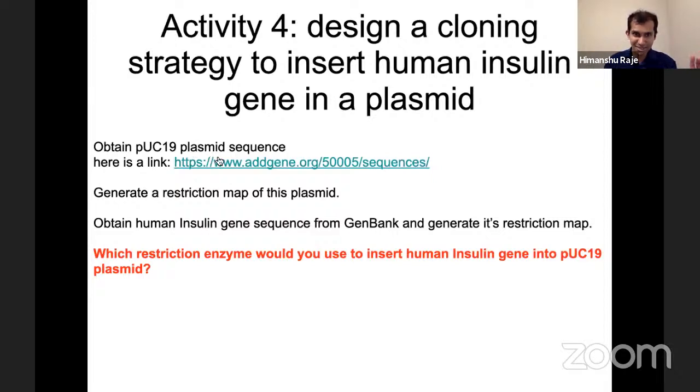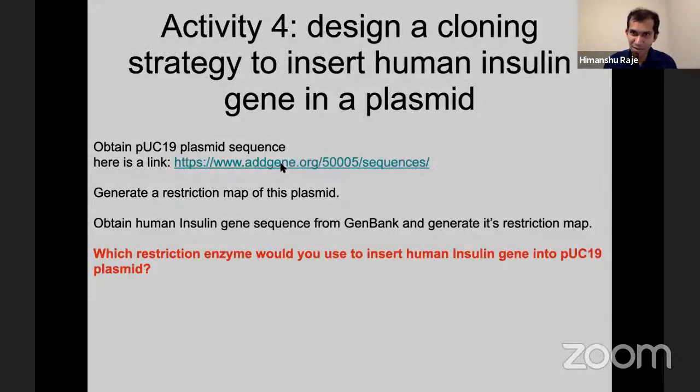So what you will have to do is go to this website, Addgene, and look into the pUC19 sequence, at the names of the enzymes that cut this plasmid just once. Then you will have to obtain the human insulin gene sequence from GenBank in the same way I told you before, okay? And generate a restriction map of the human insulin gene. I'll quickly show you how to do that. We are going to use NEBcutter software to do that. Again, it's online, okay? So follow this link.